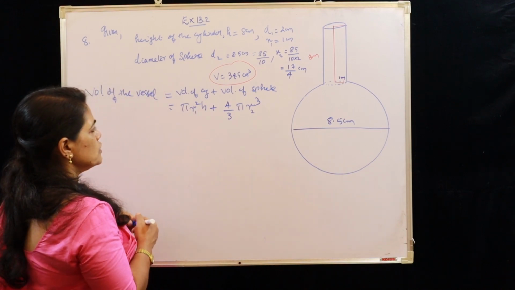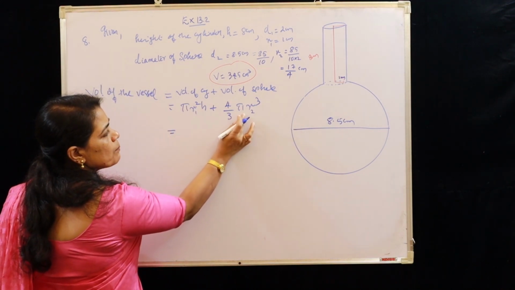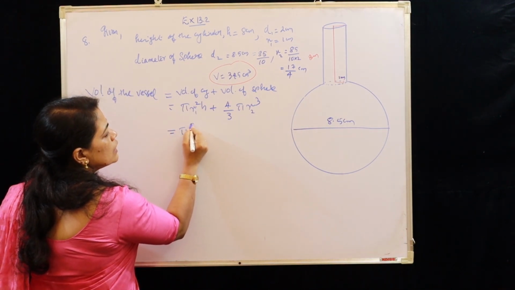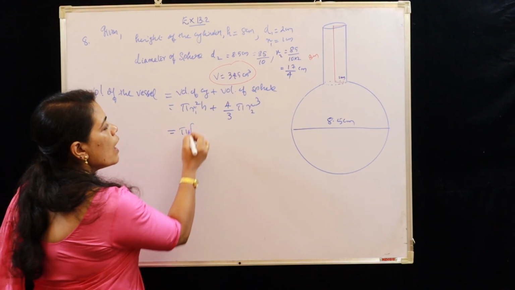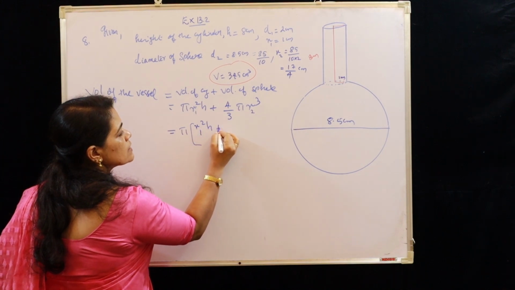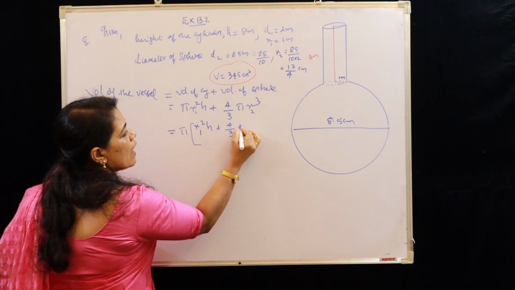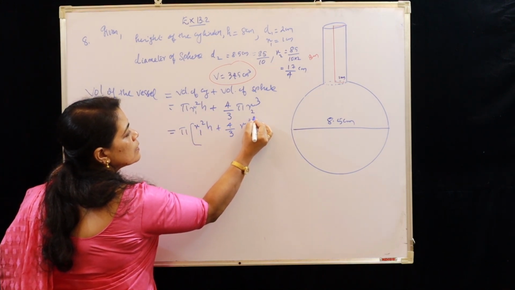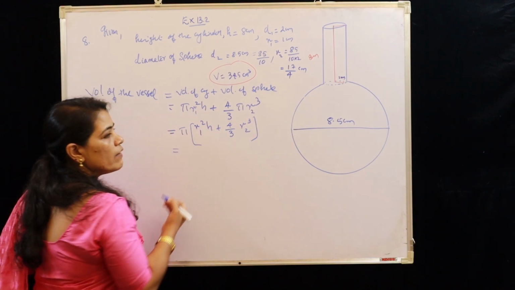Then we are just substituting, and before that you can take pi common, so r1 square h plus 4 by 3 r2 cube. Next we can substitute the value.